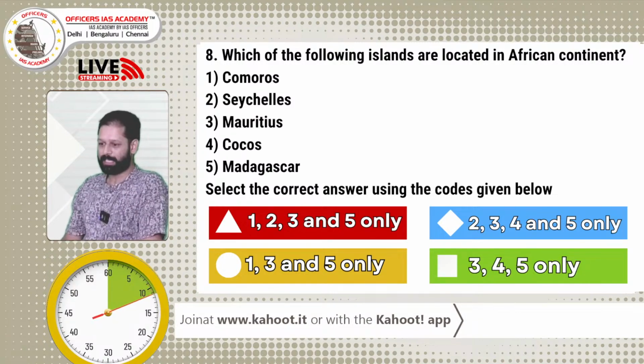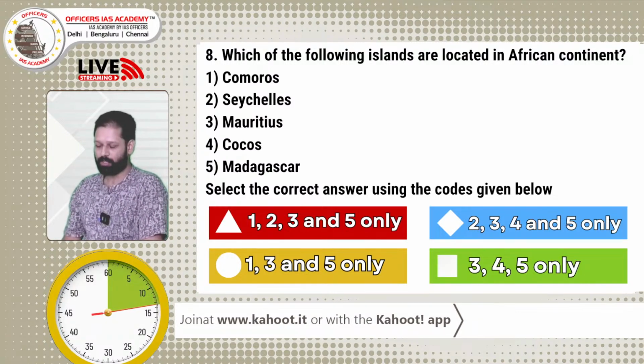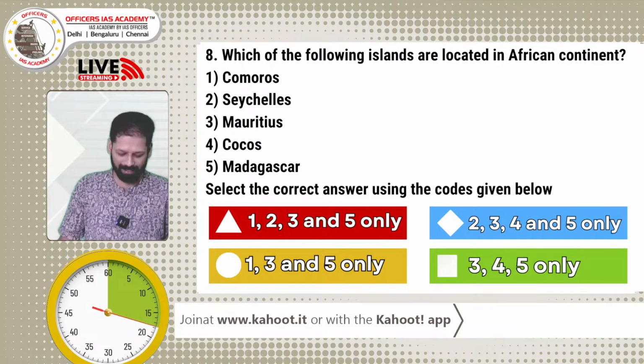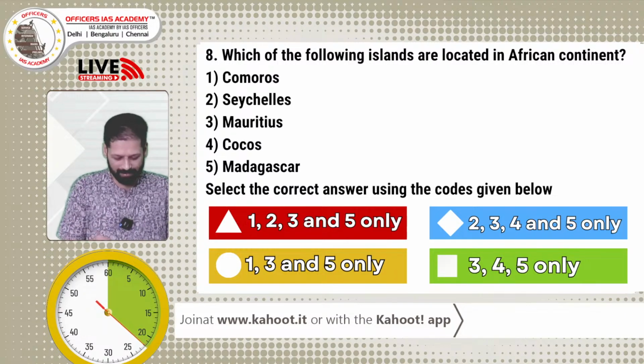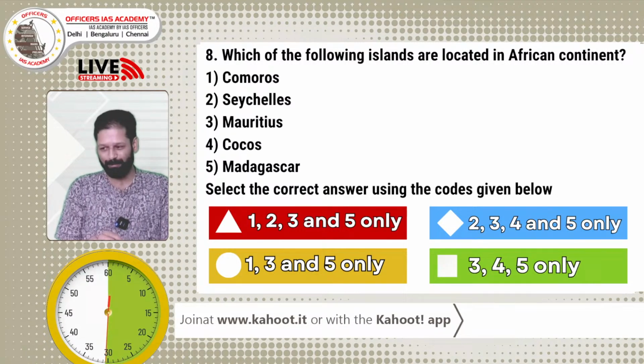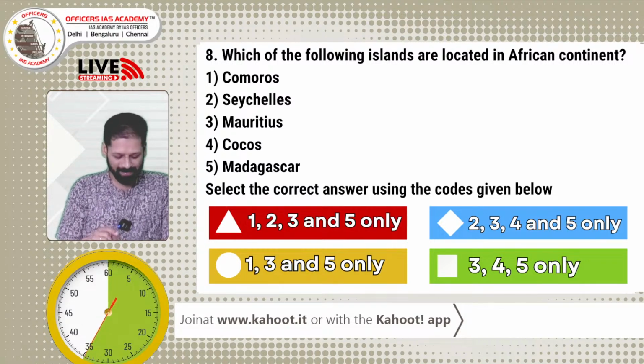Comoros Islands, Seychelles, Mauritius, Cocos, and Madagascar. African continent. I think one of these definitely is a no-brainer, and you shouldn't be selecting it as part of the African continent. Let's see. It is quite confusing for most of us, I would say, right? Because you would think one of these islands is not in Africa, it belongs to some other continent, but you would be surprised to see the answer.